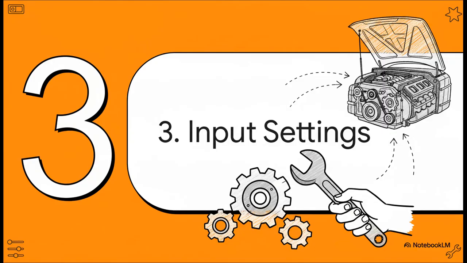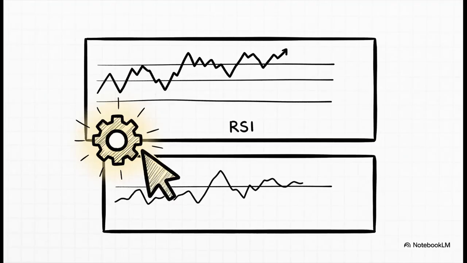Okay, so it's on the screen. But we're not done yet. Now it's time to pop the hood and really dial in the engine of this thing. And that all happens in the Input settings. So how do you find them? Just move your mouse over the RSI title in the top left corner of its panel. See that little gear icon that shows up? That's what you want. That's your gateway to customizing everything. Go ahead and give that a click.